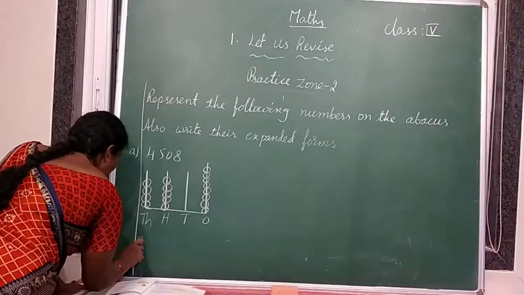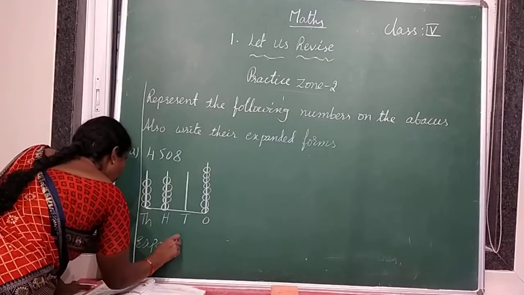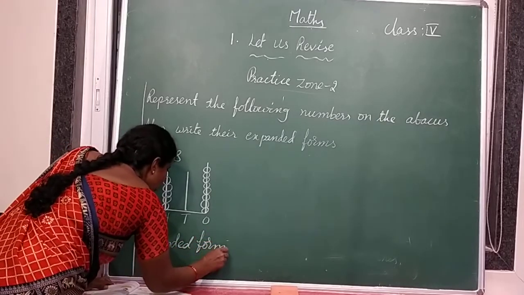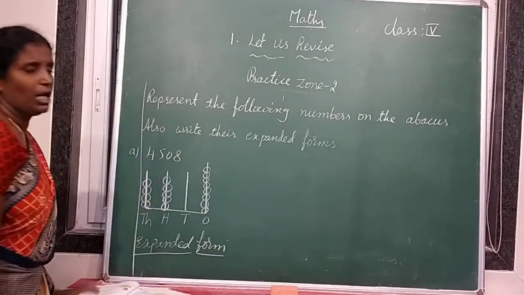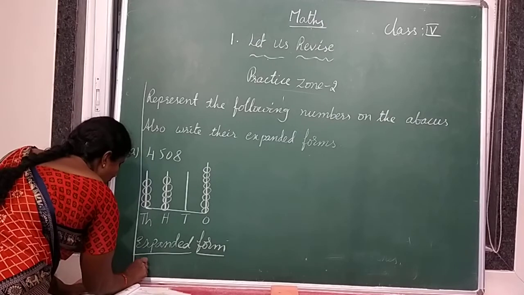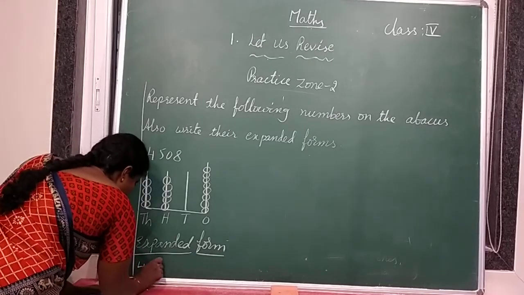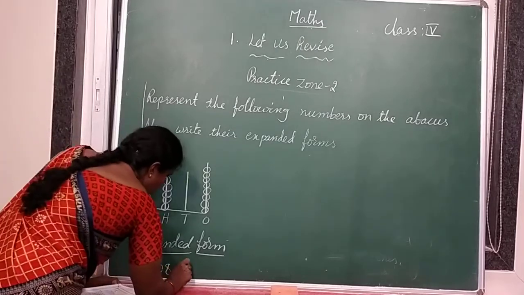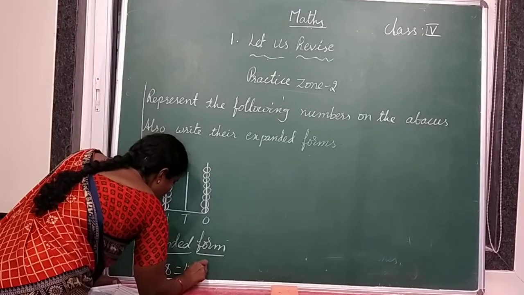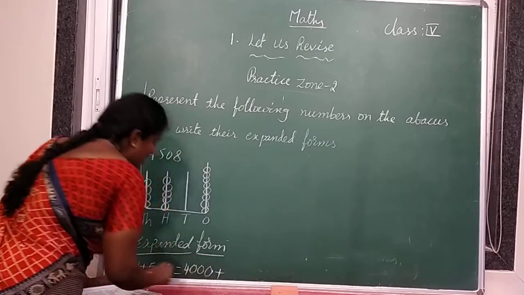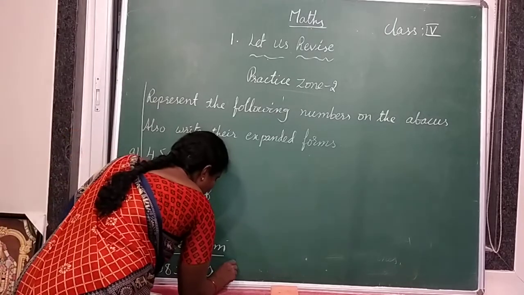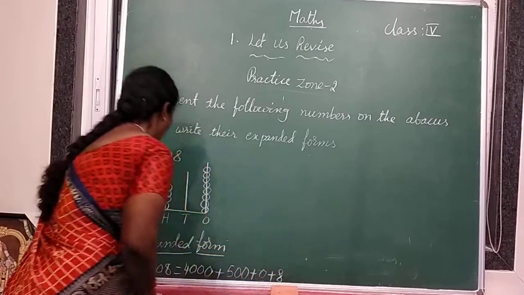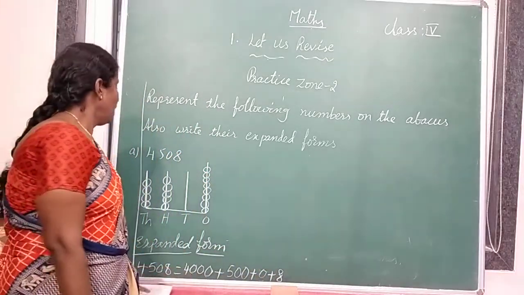And we have to write the expanded form also. To write the expanded form, first write the given number, 4508. So what is the expanded form? 4000 plus 500 plus 0 plus 8. This is the expanded form. Similarly, complete the remaining two.